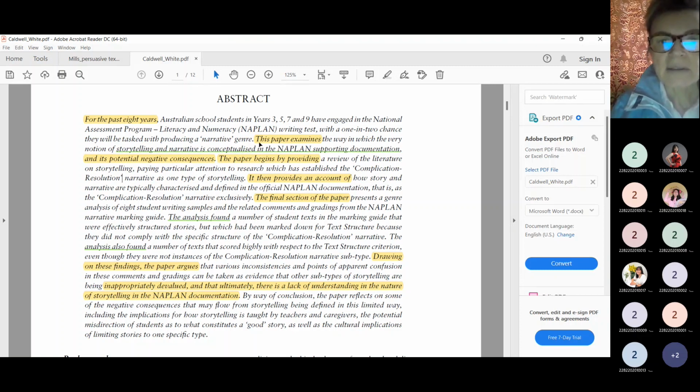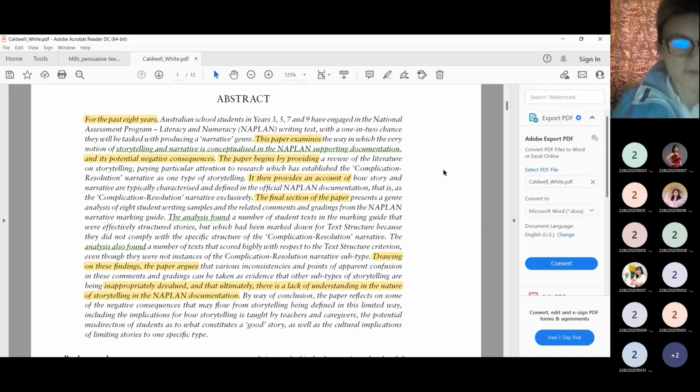The bit of a sentence that goes from "this paper examines" to "supporting documentation", that sentence, and the clause "and its potential negative consequences", they literally are mirroring one another. The "its potential negative consequences" is not really telling us anything about the consequences. Are they pedagogic? Are they linguistic? Are they to do with assessment? Assessors don't know how to assess. I mean, what negative consequences?